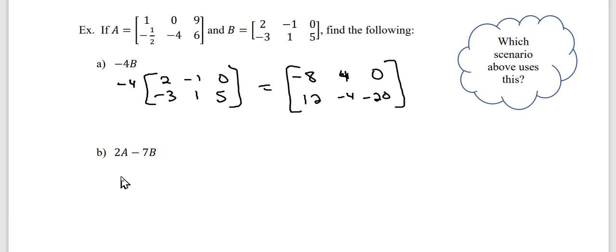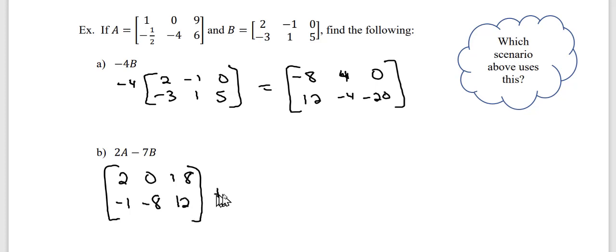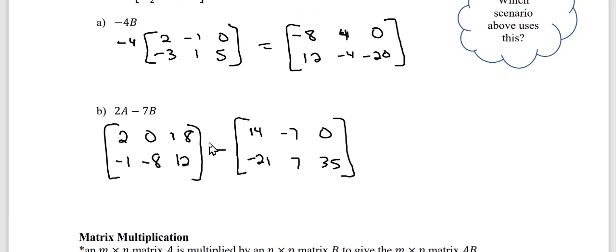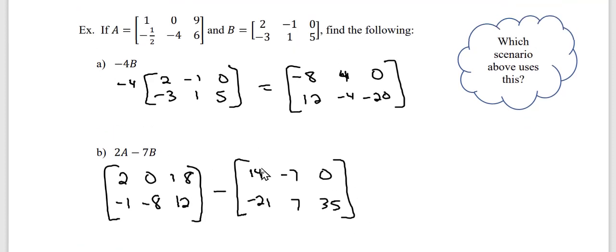2 times a is going to give me 2, 0, 18, -1, -8, 12. And to that, oopsie, I want to subtract 7 times b, which is 14, -7, 0, -21, 7, and 35. I really wanted to multiply by -7, which you can do. You can add this and multiply by -7, but that's why I was hesitating a little bit there.